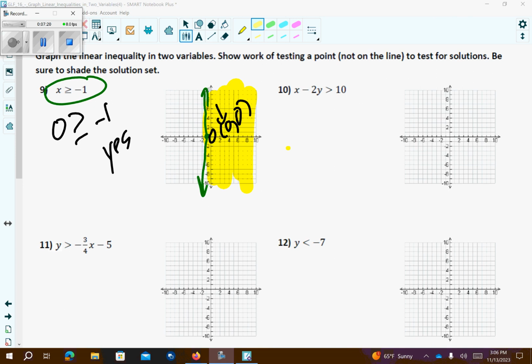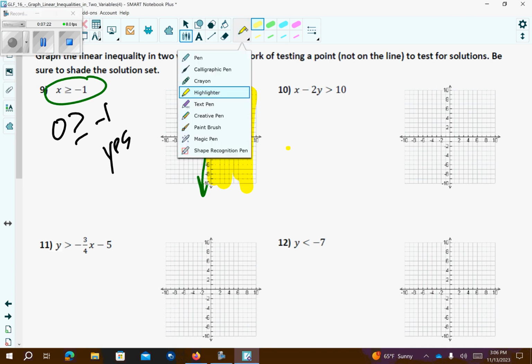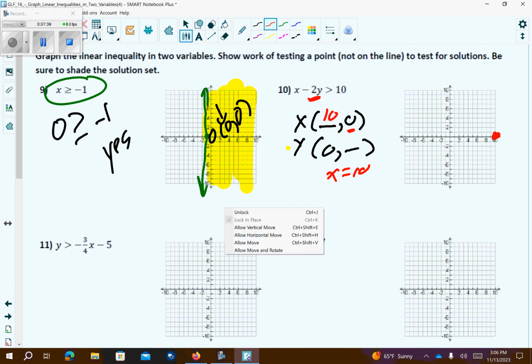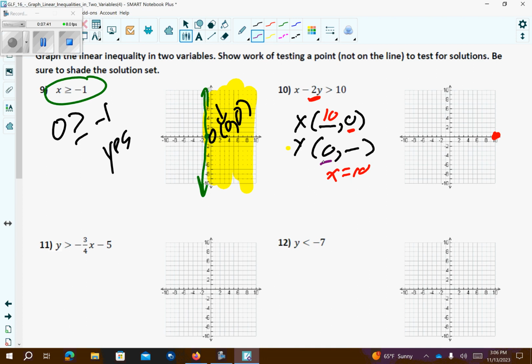Okay, number 10. This is one of the ones where we want to figure out the x and the y where it crosses. So this is going to be blank comma 0 and 0 comma blank. This is a y value, so it just gives me x equals 10, which is way over here. This is an x value, so that gives me negative 2y equals 10. Divide each side by negative 2, so I get negative 5. So 0, negative 5 is down here.